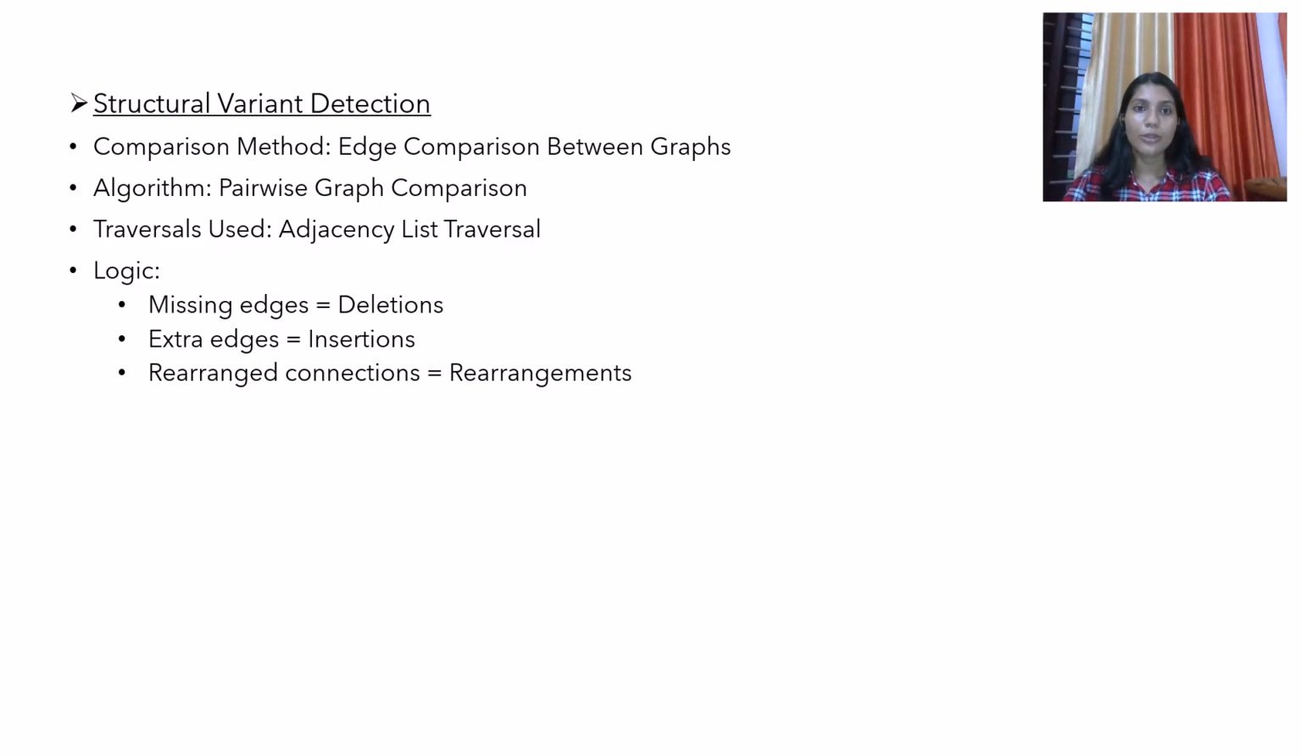Also, we need to look for structured variants. These are things like insertions, deletions, or rearrangements. Here we need to compare the edges between graphs. Missing edges mean deletions, extra edges mean insertions, and rearranged connections point to rearrangements.